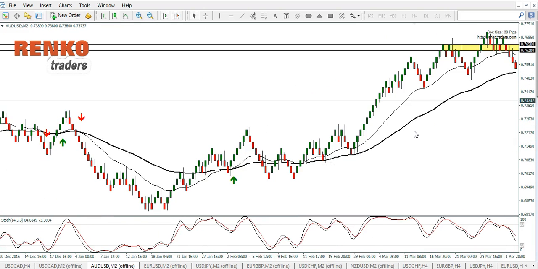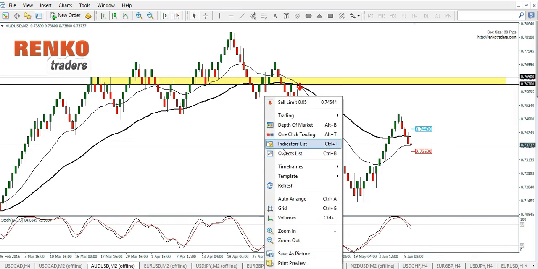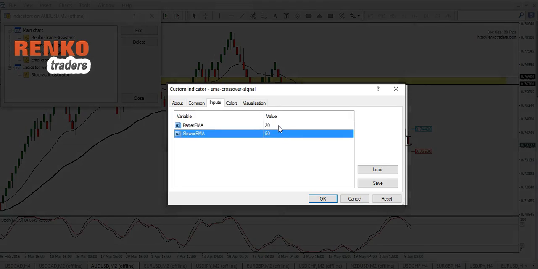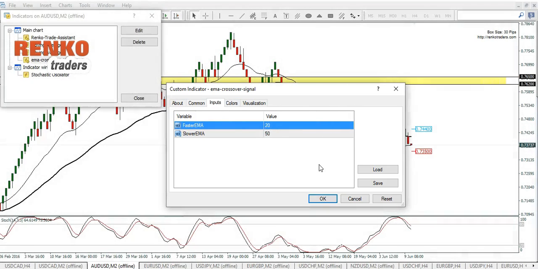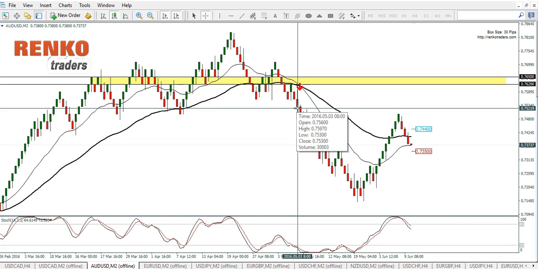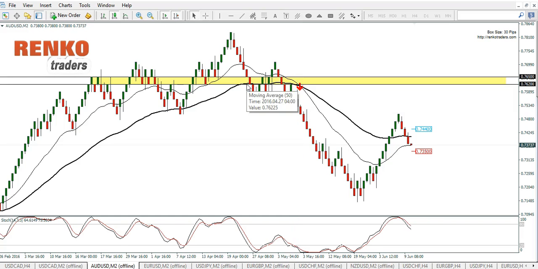Now in this chart, the AUDUSD, what I've done is I've applied an EMA crossover signal, which is a very basic indicator that you can find on the web. Just Google for EMA crossover signal indicator for MT4 and you'll come across this. The purpose of using this indicator is simply to make it easier to identify when the EMAs are crossing over. So as you can see, you've got a bearish crossover right here. The resistance level is plotted at 765 and 762.